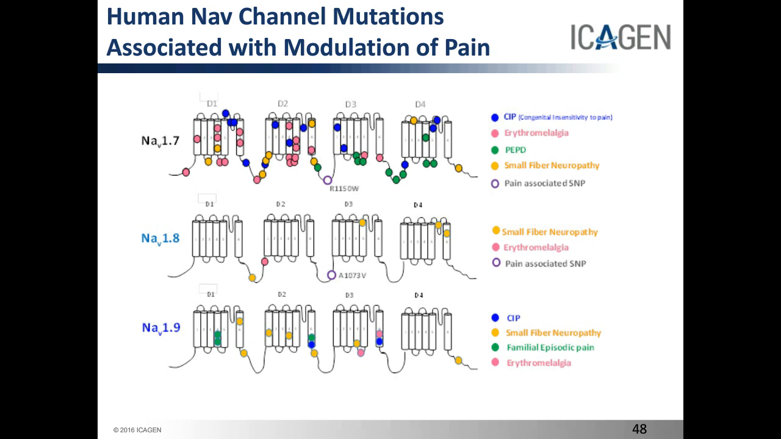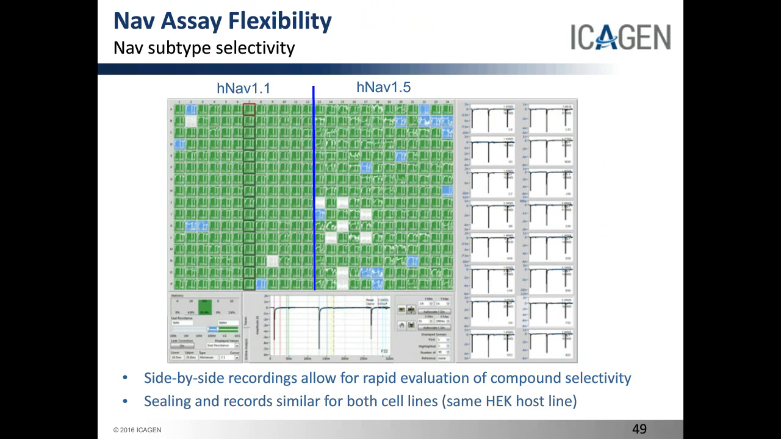When we developed this assay, we also wanted to have the ability to run 2 different cell lines at the same time on the same chip for rapid evaluation of compound selectivity. We also developed the voltage protocol to allow us to look at resting state block and inactivated state block while we were also looking for subtype selective compounds. So this is a highly flexible assay in our hands, and I'll show you examples of that in future slides.